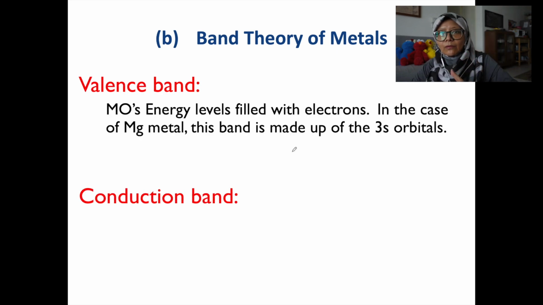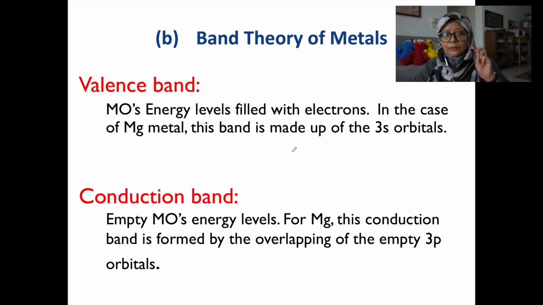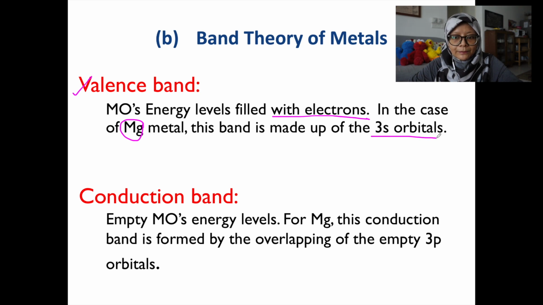So for this band theory of metals, you need to know about two kinds of bands. Okay, first one is the valence band. What is the valence band? This is where you have the molecular orbital energy levels, okay, filled with electrons. For example, for magnesium, the valence band is actually located at the 3s orbital. And the second one is the conduction band. Okay, this is where the molecular orbital energy levels are empty. So for example, magnesium, this conduction band is actually formed by the overlapping of the empty 3p orbitals.